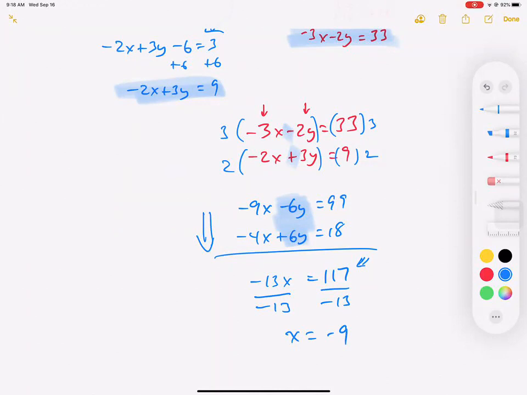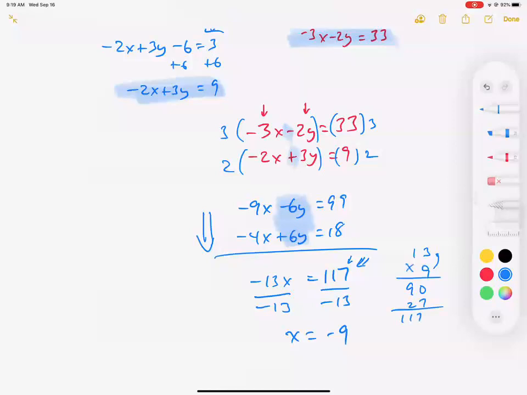3 times 8 is 24. But 3 times 9, that would give me the 7. So maybe 9 would work. And in this case, yeah, it does. 9 times 13 is really 9 times 10, plus 9 times 3 is 27. And that's 117.